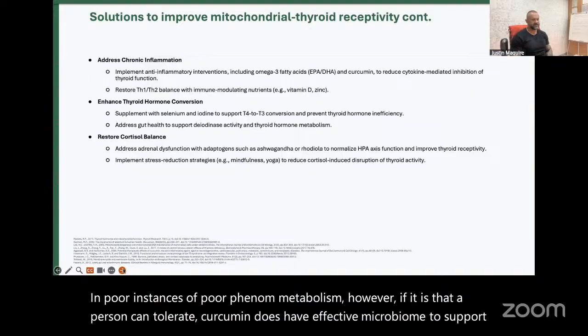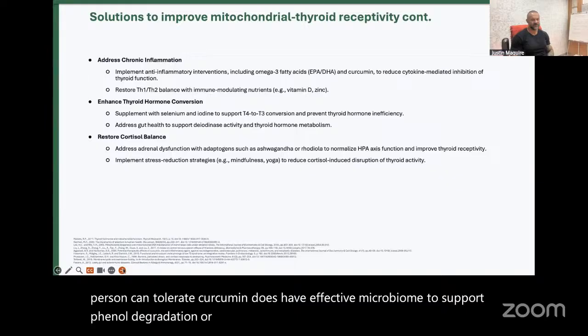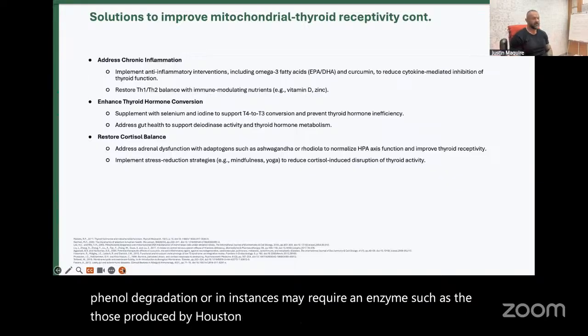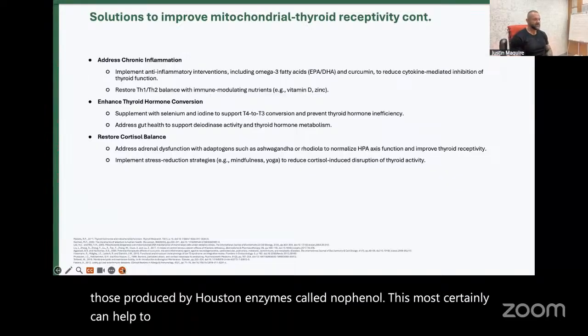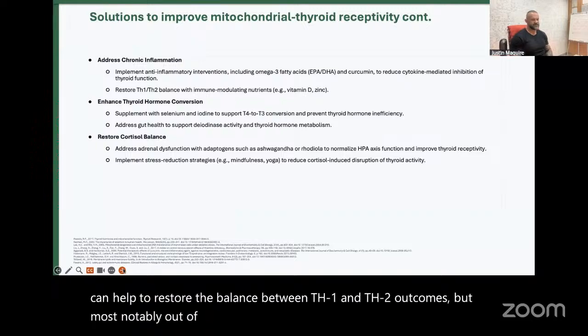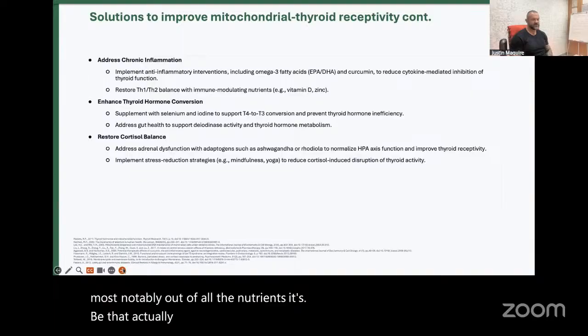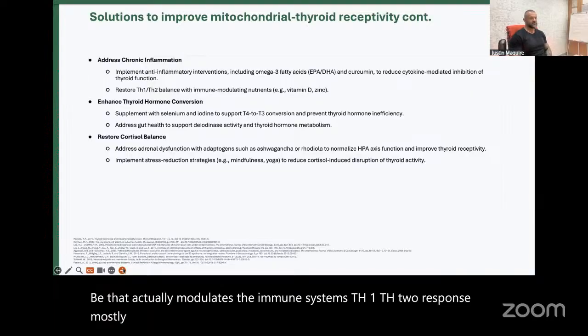or in instances may require an enzyme such as those produced by Houston Enzymes called No-Phenol. This most certainly can help to restore the balance between Th1 and Th2 outcomes. But most notably, out of all the nutrients, it's vitamin D that actually modulates the immune system's Th1, Th2 response mostly out of all of our micronutrients.